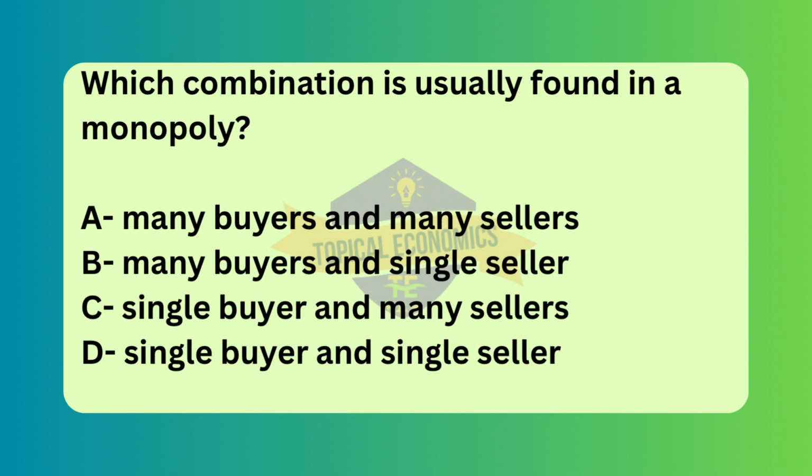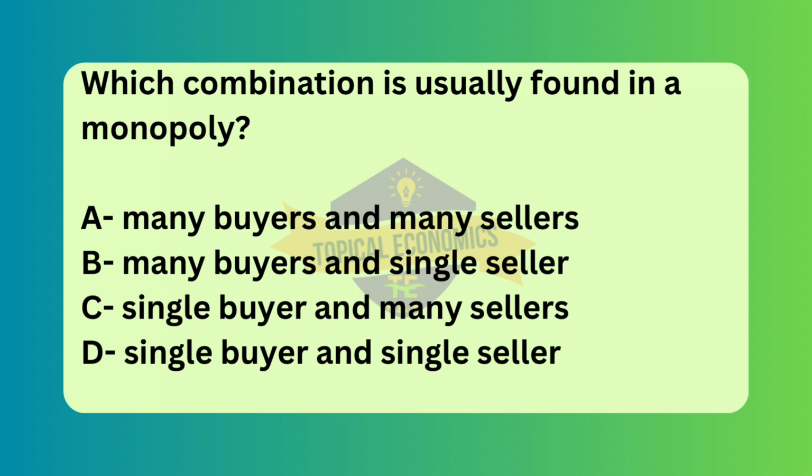Moving to seventh question. Which combination is usually found in a monopoly? A. Many buyers and many sellers. B. Many buyers and single seller. C. Single buyer and many sellers. D. Single buyer and single seller. The correct answer for this question is option B. Many buyers and single seller.